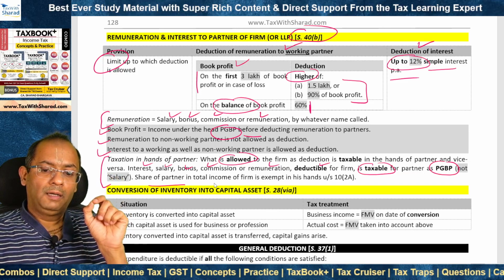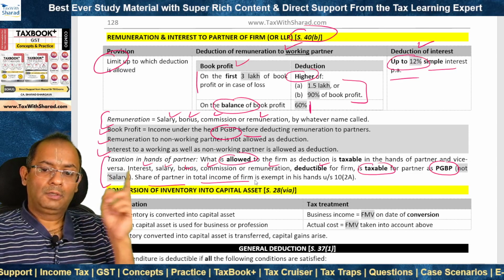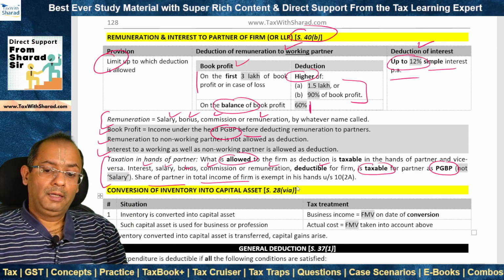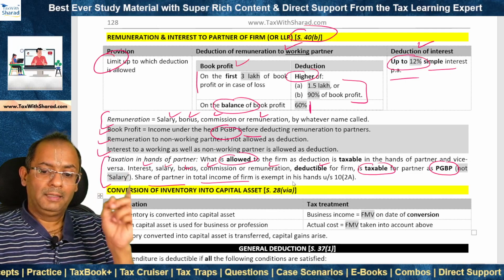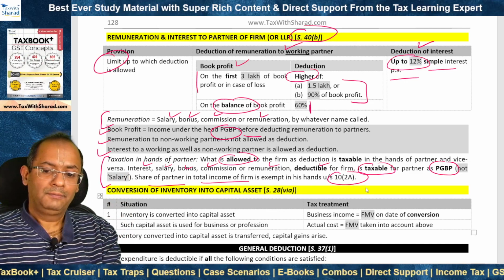What about share of the partner in the total income of the firm? It is not covered under section 40B. We have noted earlier in the topic on exempt income that it is exempt in the hands of the partner under section 10(2)(a).